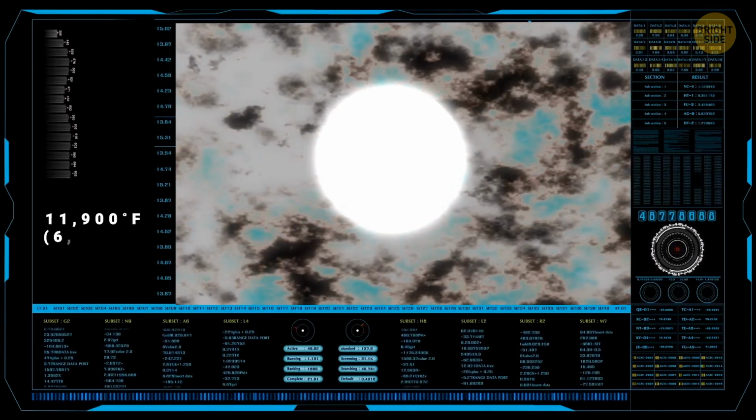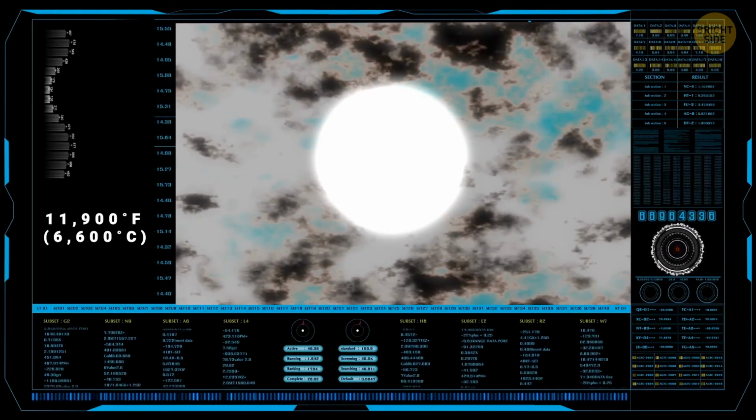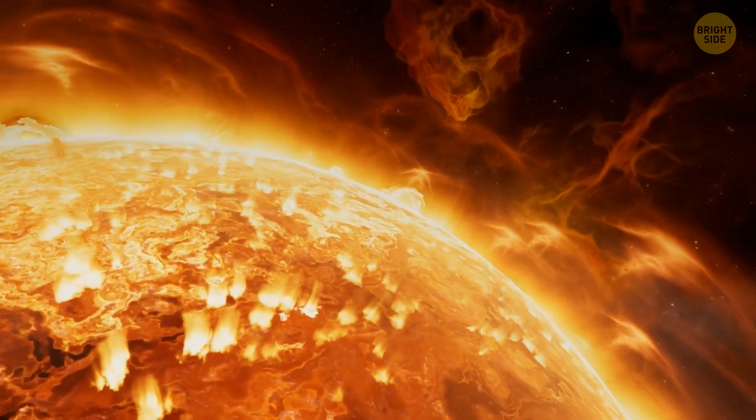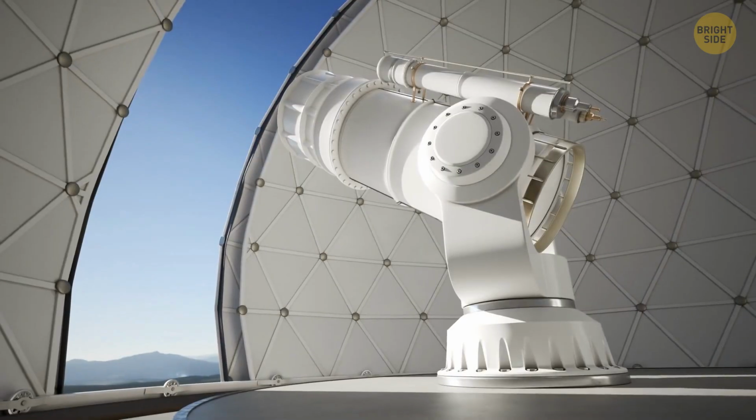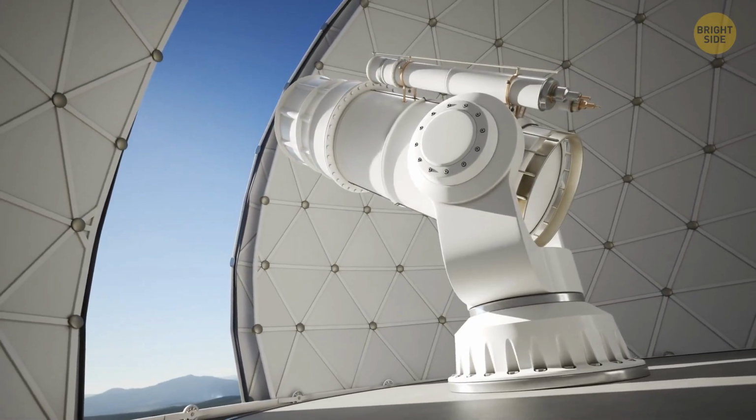Its core temperature is a mere 11,900 degrees Fahrenheit. For comparison, the Sun's core temperature is around 27 million degrees Fahrenheit. At such low temperatures, stars begin to vibrate. And then, scientists can use these vibrations to sneak a peek inside a star.